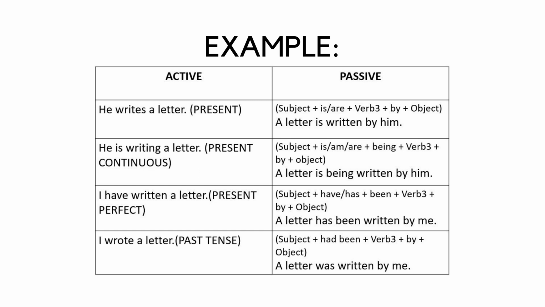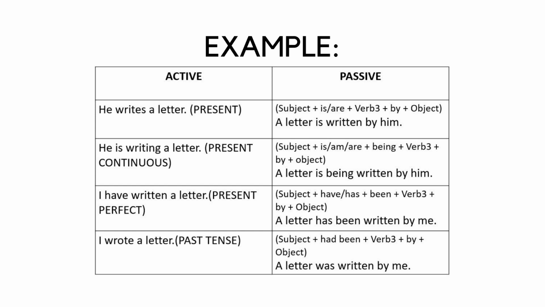He writes a letter. This sentence is in simple present tense. The passive form is written as a letter is written by him. Here, we first mention the subject, then the sentence is joined by is or are, then the verb is used, joined by the word by, and then the object that is him.